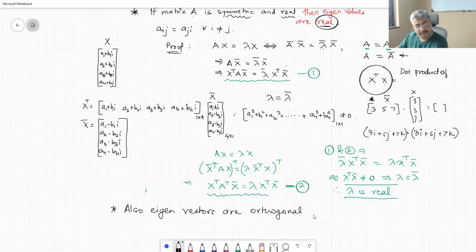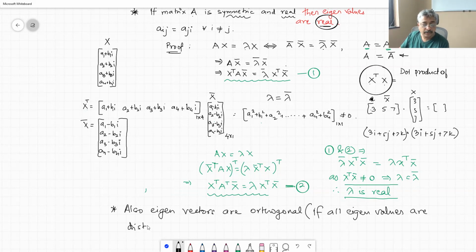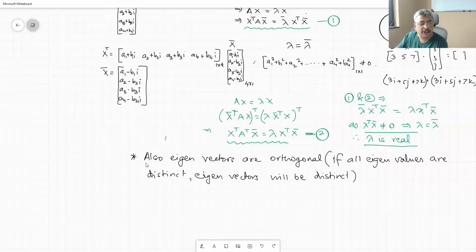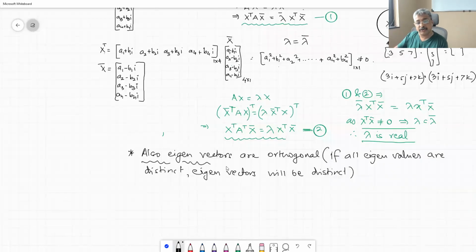Okay. So if all eigenvalues are distinct, eigenvectors will be distinct corresponding to eigenvalues. However, if you have repeated eigenvalues, still you can find two distinct eigenvectors. So that also we will see. Rather, we will see an example where the eigenvalues are repeated. But before that, let us prove this statement, and then we will see what is the nature of eigenvalues, and then we will see how we get the orthogonal eigenvectors.